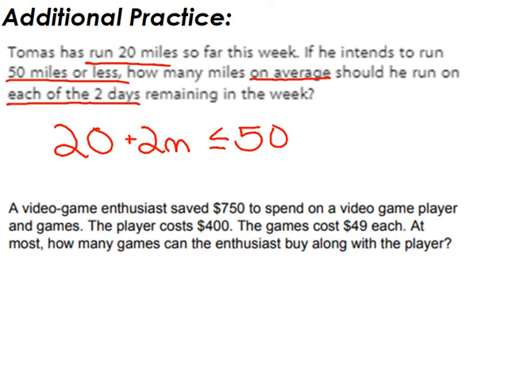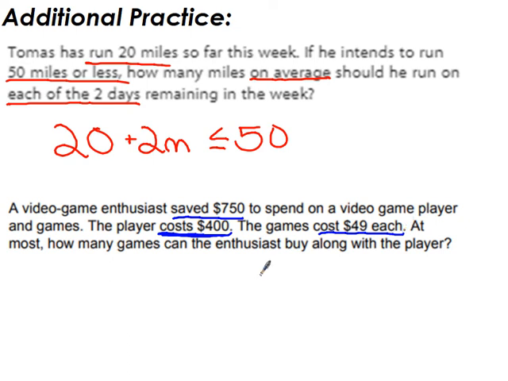Okay, and then the last one. Try this one on your own. Pause it, see how you do, and then hit play again so that you can check your answer. But definitely pause. A video game enthusiast saved $750 to spend on a video game player and games. Maybe you should call it a console. The console costs $400. It's the new PlayStation, the digital one. It's only 400 bucks. The games cost $49 each. At most, how many games can the enthusiast buy along with the player?